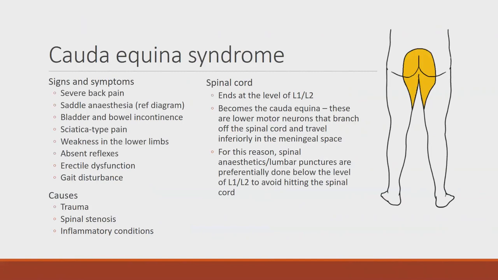And basically it's from trauma or spinal stenosis or other inflammatory conditions which affect your lower back and impinge on your cauda equina. And it's important to know that the spinal cord ends at the level of L1, L2, because every time you're doing a spinal anesthetic or putting a needle into that space, you always go below L1, L2 so that you don't hit the spinal cord. If you hit the spinal cord, that's obviously very bad.